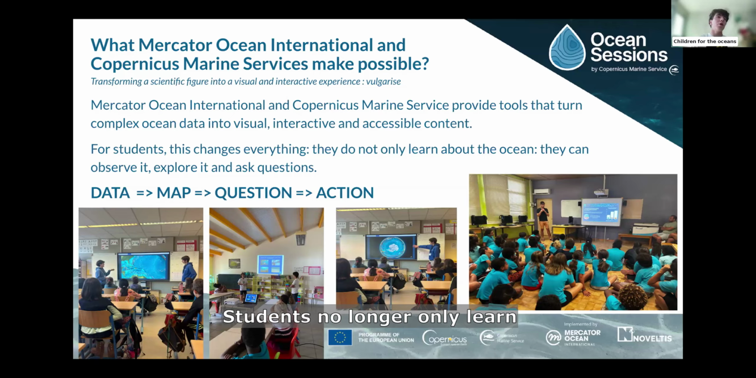And so for a classroom, this changes everything. Students no longer only learn about the ocean as being a distant, let's say, mass, which represents 70% of our globe, but it becomes real. They observe the ocean, and so the object becomes data, becomes a map. The map raises questions, and those questions lead to actions. And this is exactly what we try to do at Children for the Ocean, is basically to turn scientific information into a visual, accessible, and motivating educational experience.